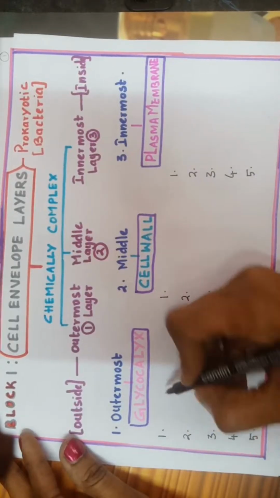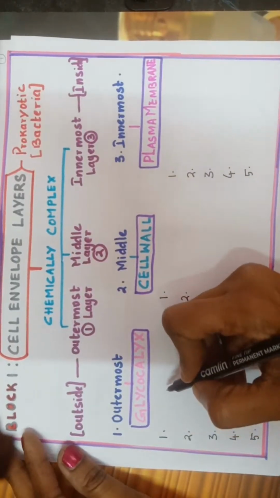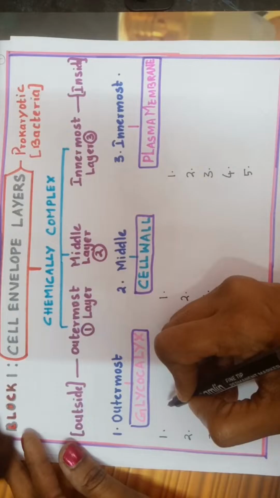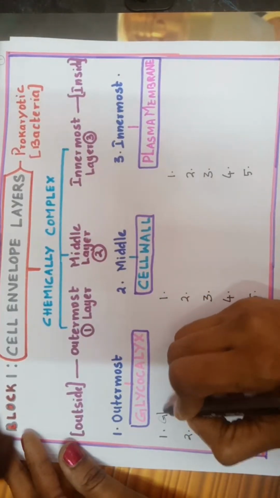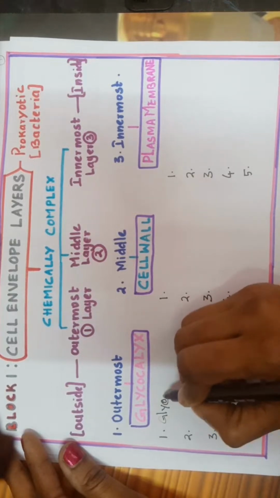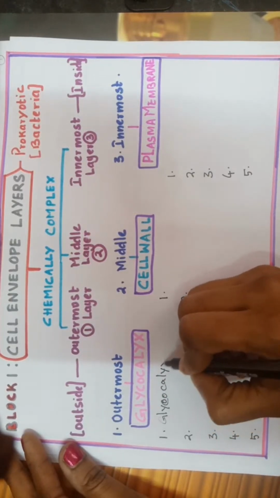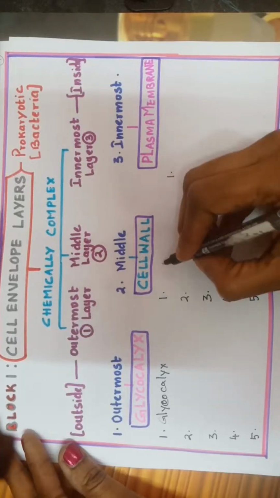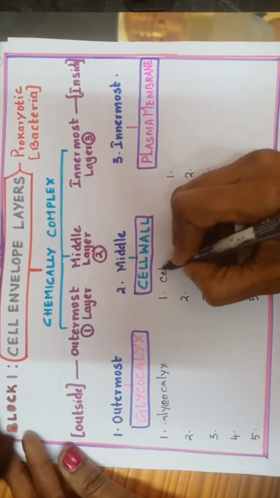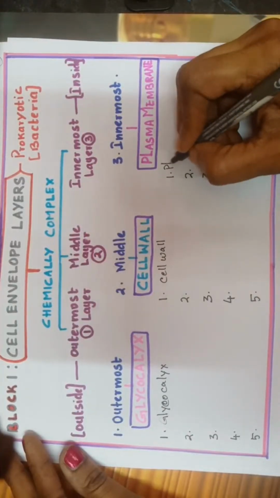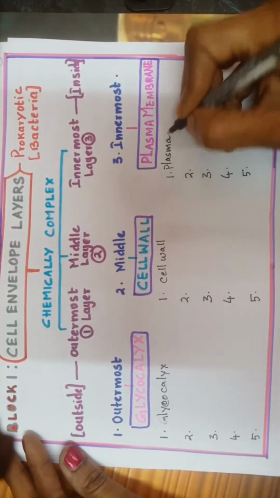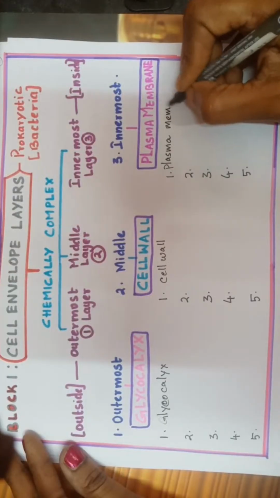First is the outermost layer. You have to repeat it when you write it. That's how it will be retained in your long-term memory. So outermost layer is the glycocalyx layer, first layer. Second, middle layer is the cell wall. Innermost layer, plasma membrane. This plasma membrane is similar to that of a eukaryotic cell.